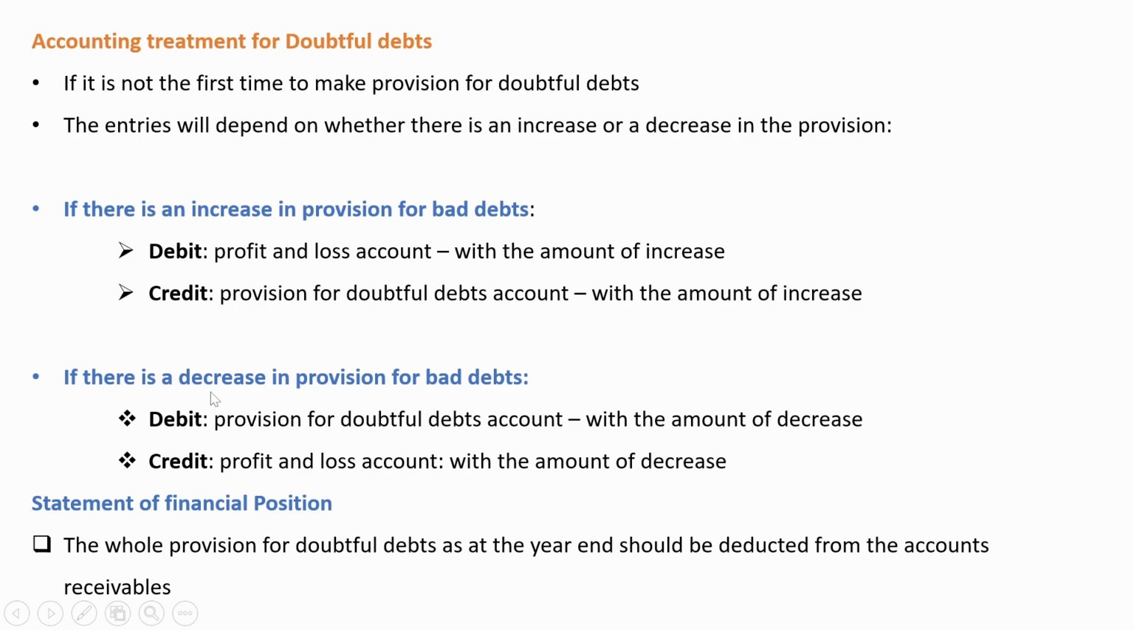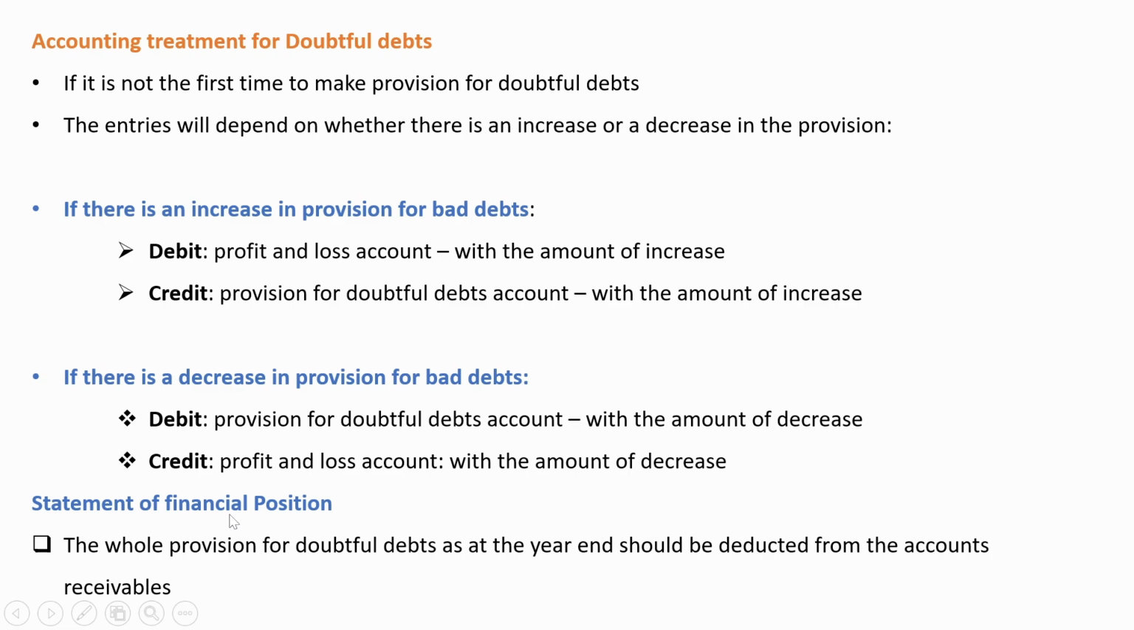But if there is a decrease in provision for bad debts, then you are going to do the opposite of what we have done for the increase. You are going to debit provision for doubtful debts account with the amount of decrease. Then you are going to credit profit and loss account with the amount of decrease. So it is just the opposite of the increase.